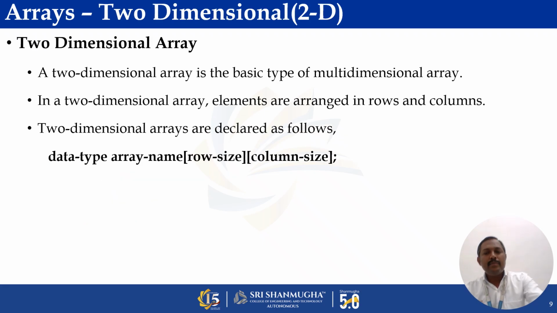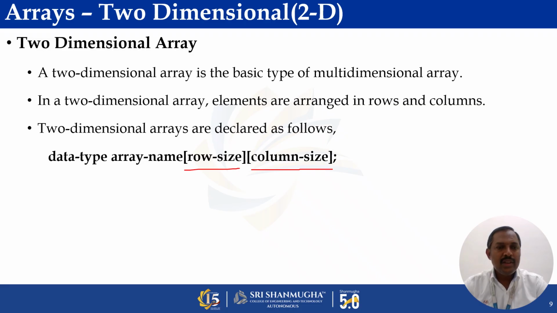Next, we are going to discuss a little bit about the two-dimensional array. A two-dimensional array is the basic type of multi-dimensional array. In a two-dimensional array, elements are arranged in rows and columns. Two-dimensional arrays are declared as follows: data type, array name, and two dimensions, one is the row size and another is the column size. A two-dimensional array is mostly used with matrices. If I want to implement some matrix concept, store matrix data, or perform some operations on a matrix, we can simply use a two-dimensional array.